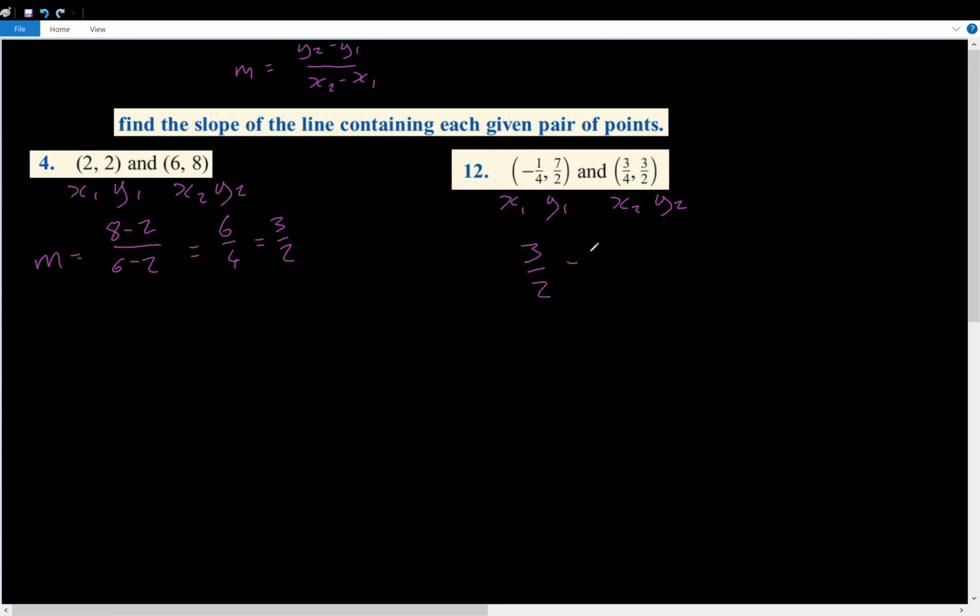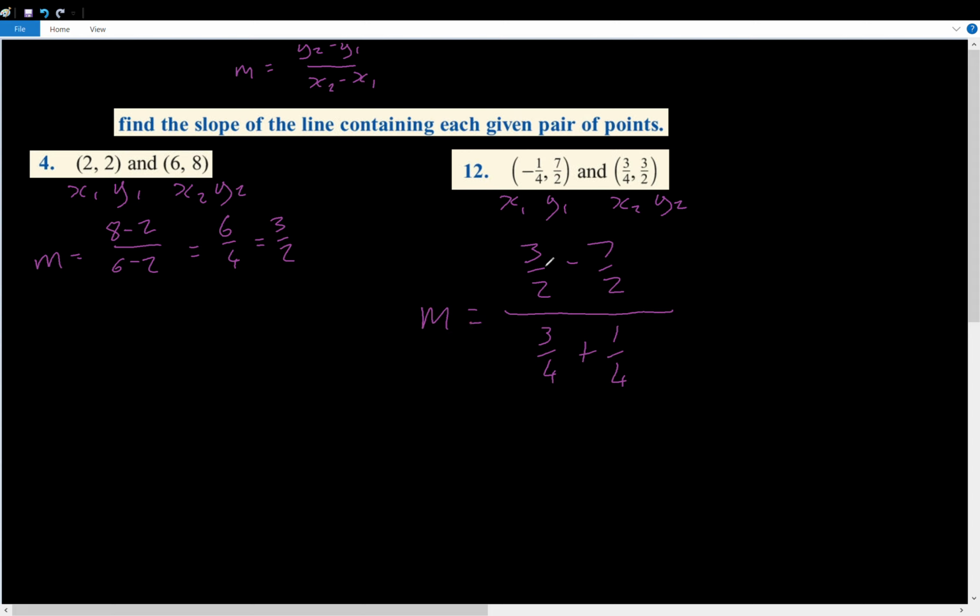3/2 minus 7/2, and that is all going to be over x2 minus x1, 3/4 minus a quarter, so it's going to be plus a quarter. That's what our m is equal to.